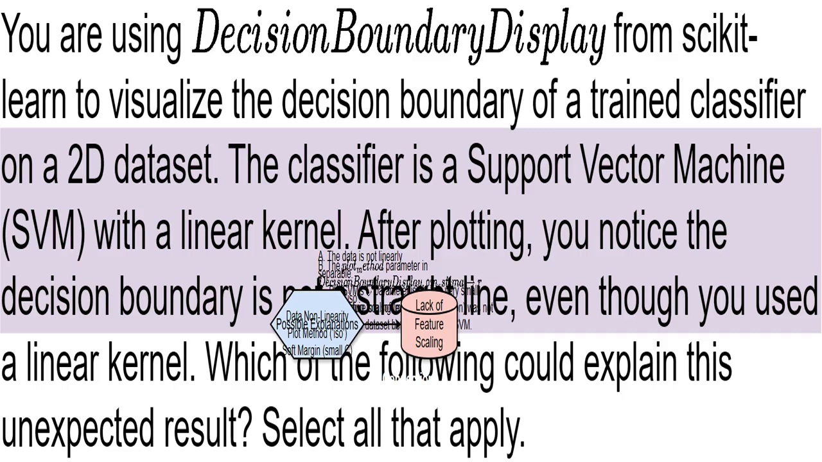This sets the stage. We're using a tool called DecisionBoundaryDisplay from a Python library named Sklearn to show the boundary of our trained SVM. The SVM uses a linear kernel, implying it should produce a straight line. But it doesn't. Let's find out why.